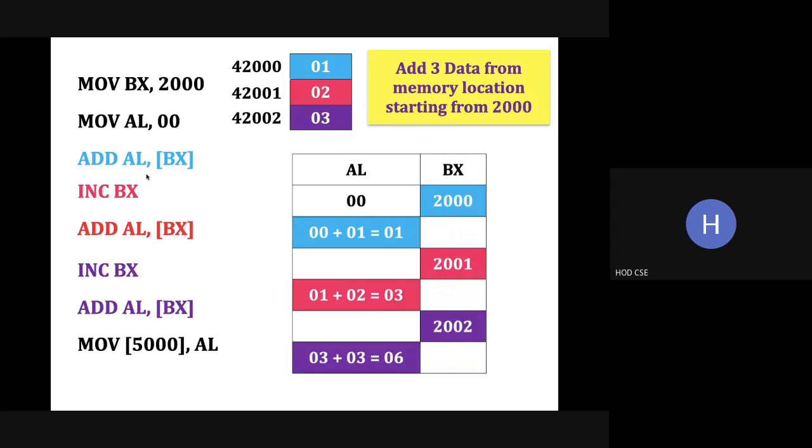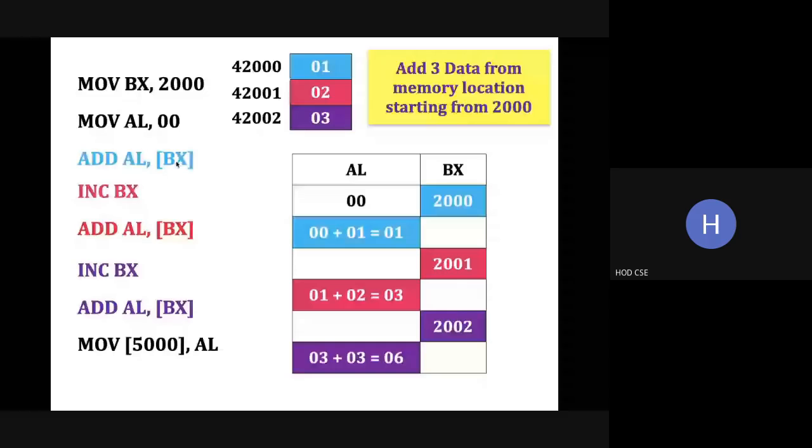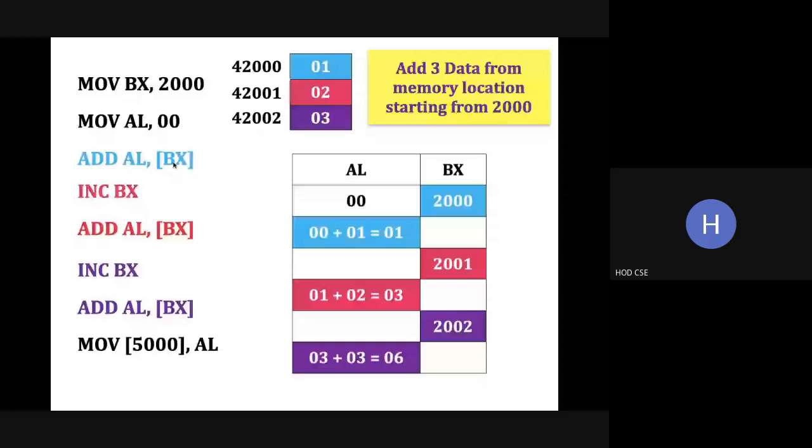Next, I'm going to use the add instruction directly. The content of BX will be added with AL. Why am I clearing this accumulator to 00? Suppose AL contains some other data previously, that data will be added with the first data, and that will give a wrong output. So I'm clearing the accumulator. AL is 00. Then the first data in this memory location is added with the accumulator.